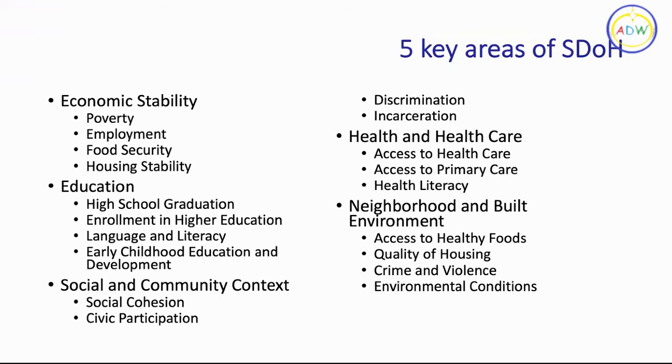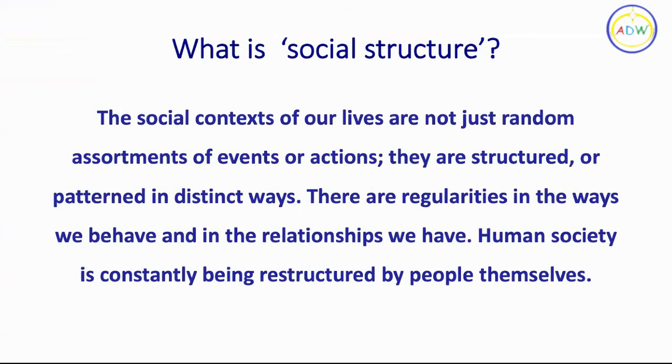And the last domain, neighborhood and built environment, considers the connection between where a person lives, housing, neighborhood, and environment, and their health and well-being. It includes topics such as quality of housing, access to transportation, availability of healthy foods, air and water quality, and neighborhood crime and violence. All these five key areas of social determinants of health form the so-called social structure of our health.